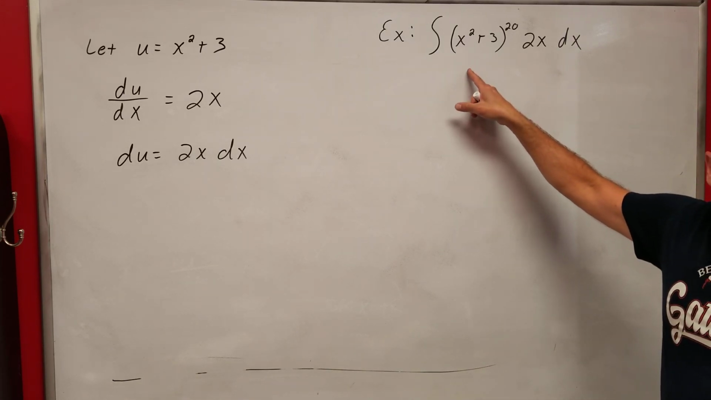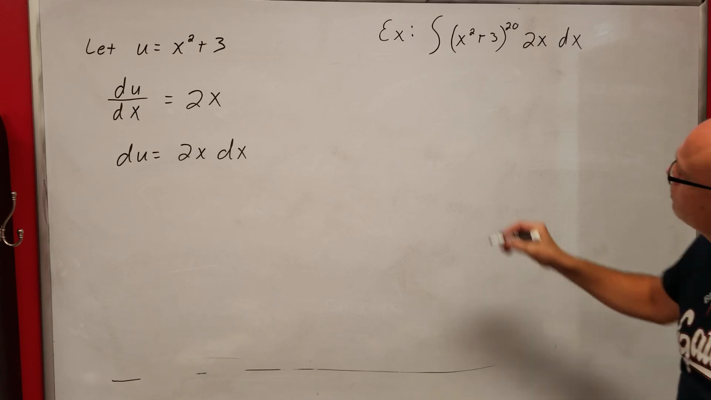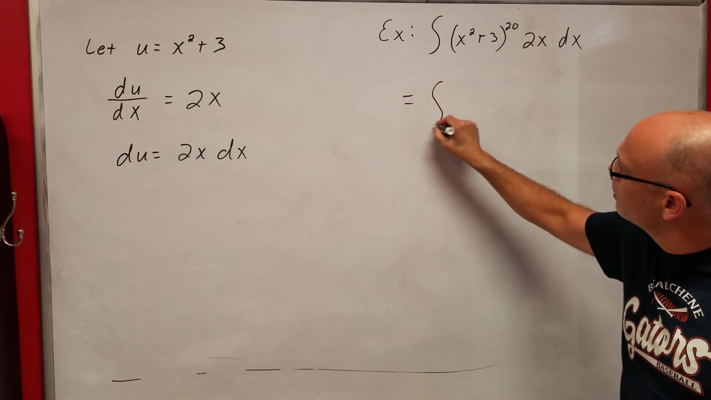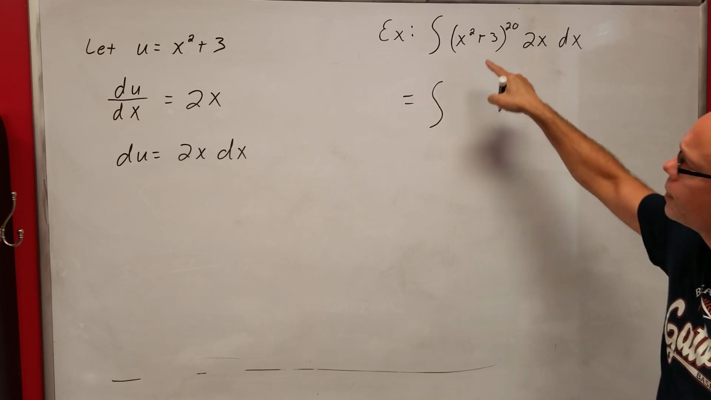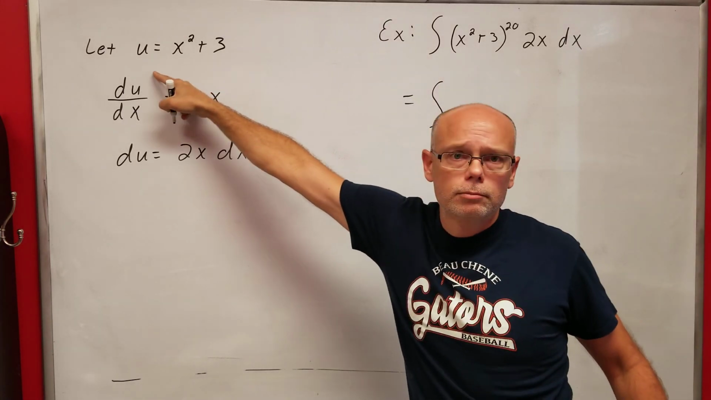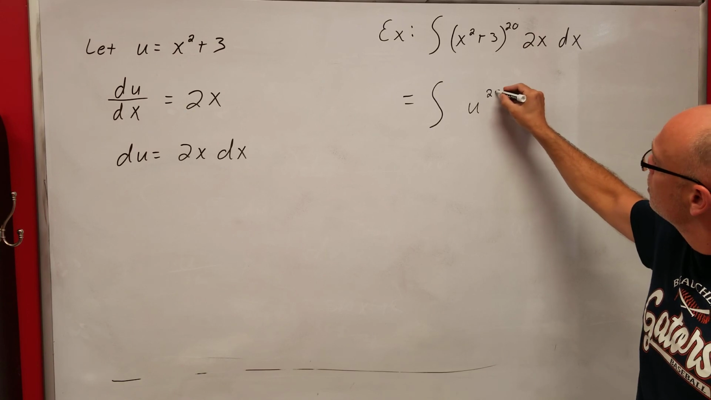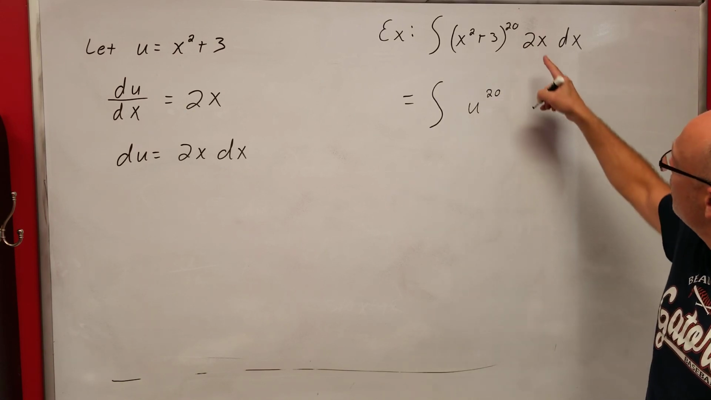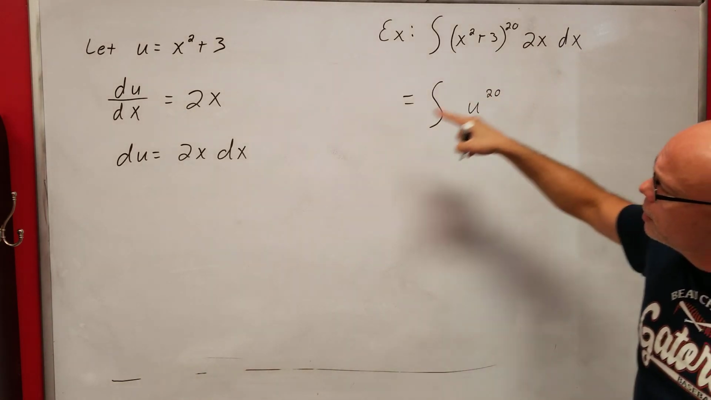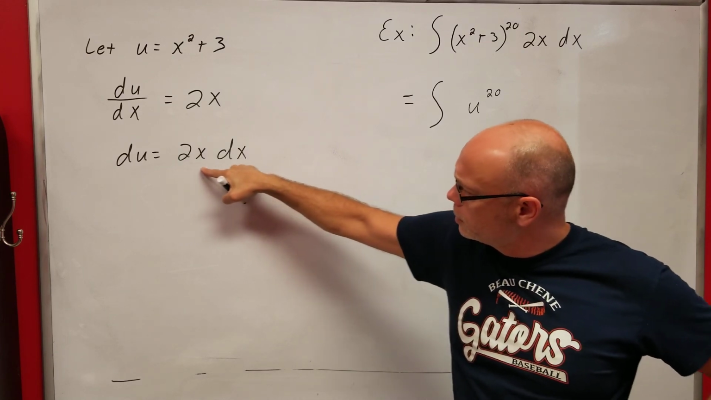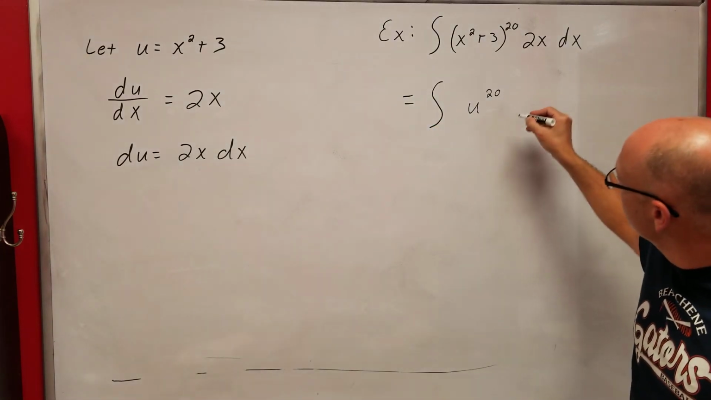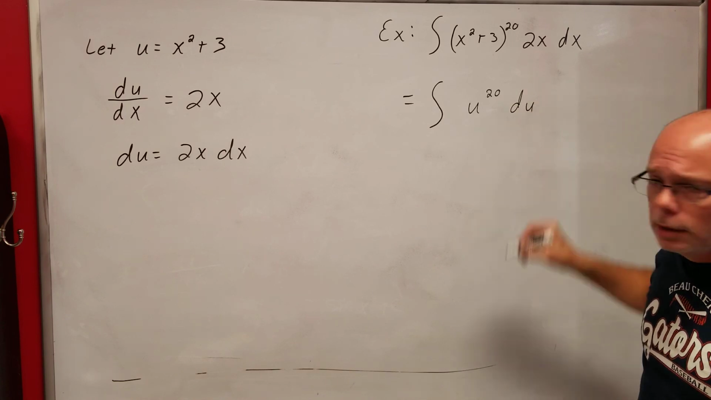All right, so go back to this now, okay? We have the integral. What do we call this part? x squared plus 3. We call that u. So we have the integral of u to the 20th. Now how about this 2x dx? 2x dx is also known to be du. So I'm going to call that du.